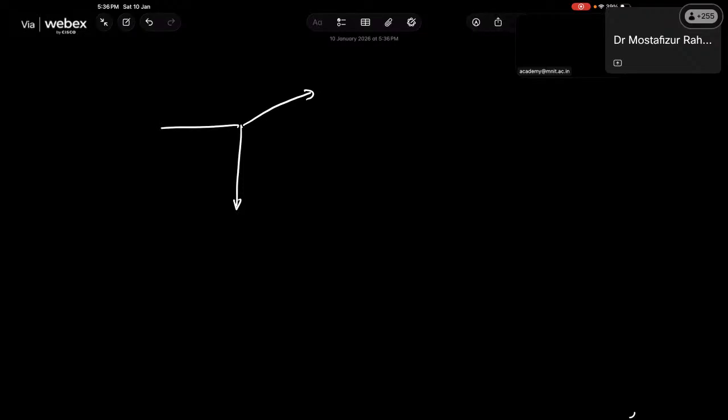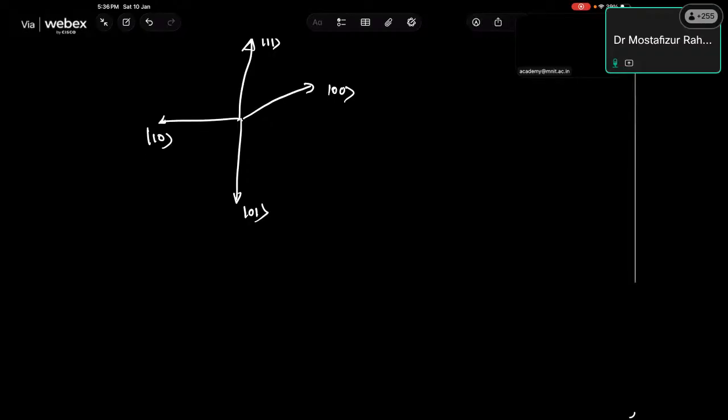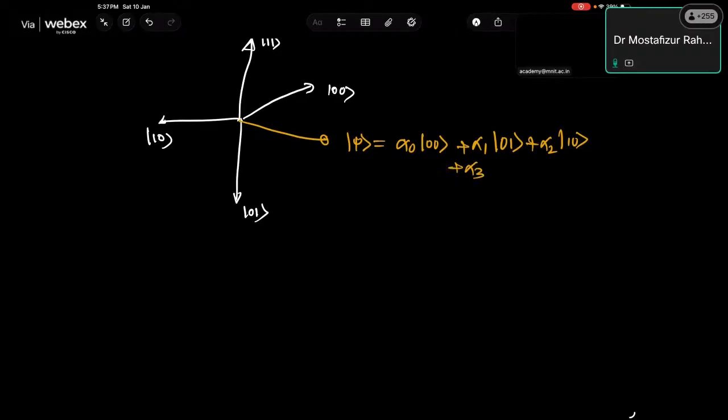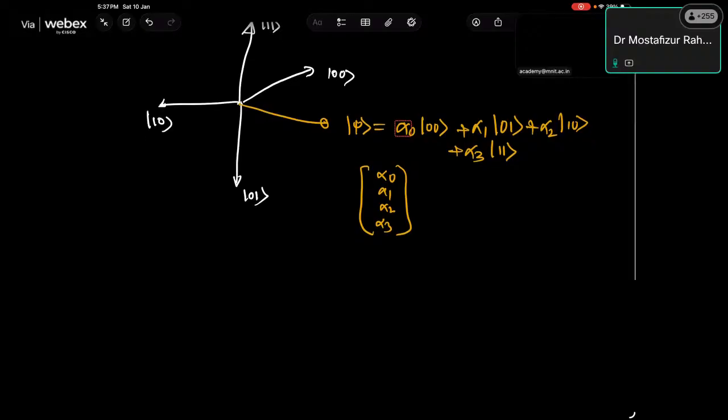Suppose I have these four-dimensional states 00, 01, 10 and 11. And suppose this is my quantum state psi, which is alpha 0 |00> plus alpha 1 |01> plus alpha 2 |10> plus alpha 3 |11>. So my information is stored in the probability amplitudes alpha 0, alpha 1, alpha 2, and alpha 3 in this system. So this is one way of representing my information, right?